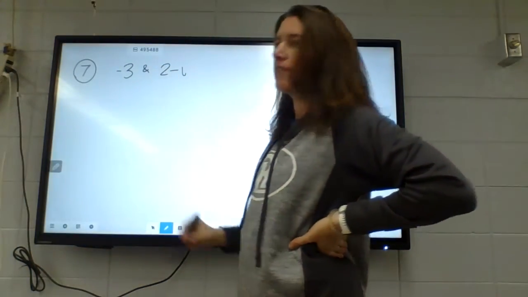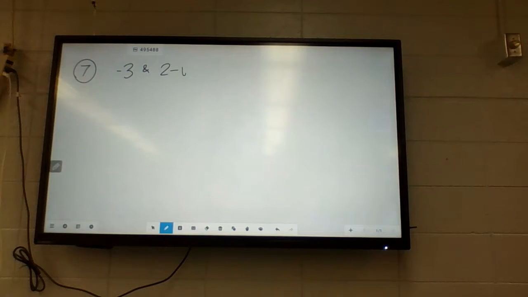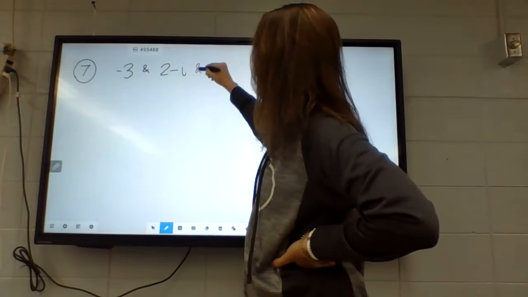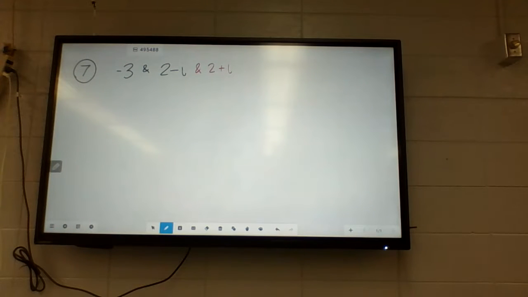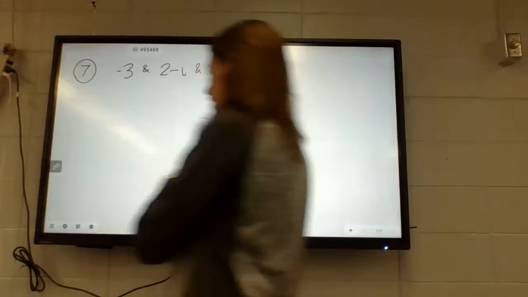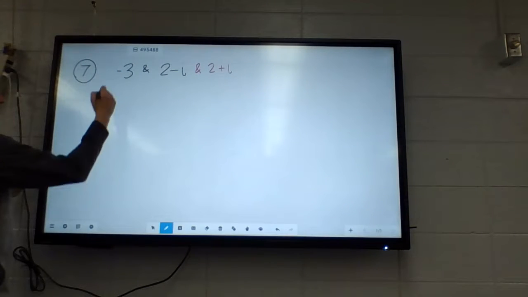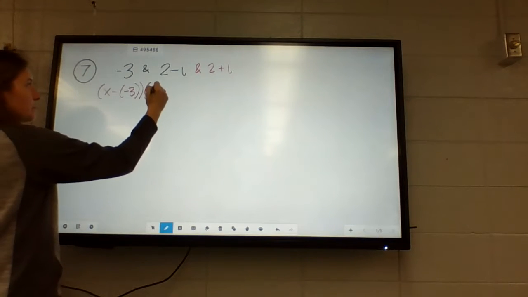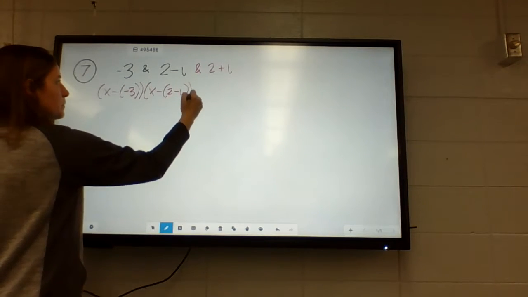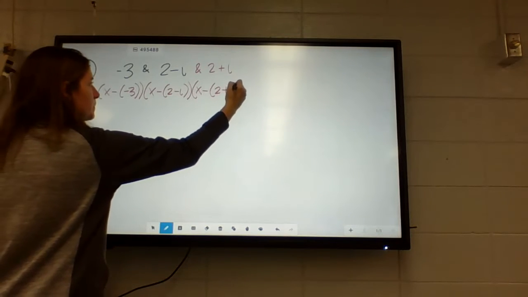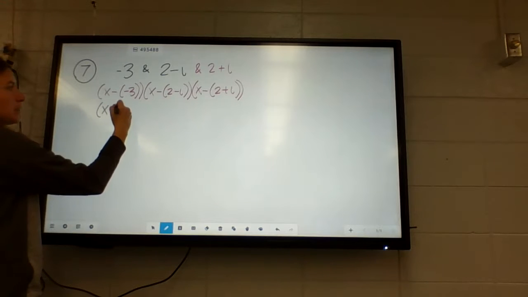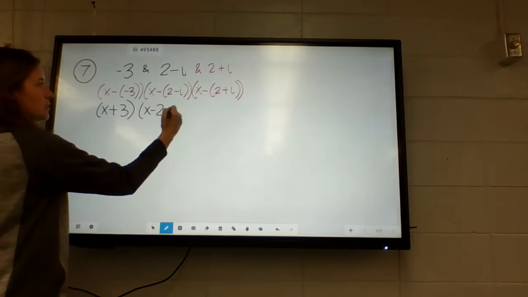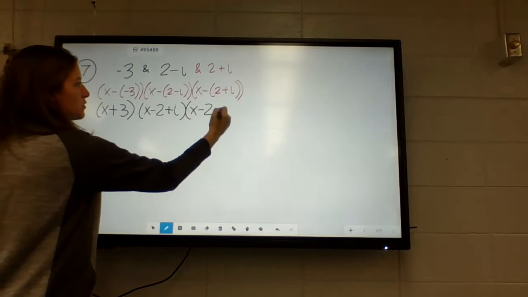If these are the zeros they give us, we automatically know there's a second zero because of that i. So 2 plus i is also a zero. We're hopefully okay with that. Once I have that, then I'm going to write these as factors. So our factors are always x minus whatever our zero is. Now, this one becomes x plus 3. This one becomes x minus 2 plus i, and then x minus 2 minus i.